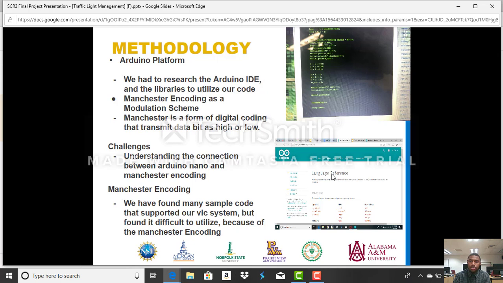The difficult challenge going forward was understanding the connection between Arduino Nano and the already existing Manchester encoding, because we use Manchester as a modulation scheme, which is a form of digital coding that transmits data as bits that are either high or low for communication. Many of the sample codes we found were already supported by our VLC system, but since we didn't understand how Manchester encoding worked, that gave us difficulty when we wanted to add in our own code for the traffic light commands and controls.